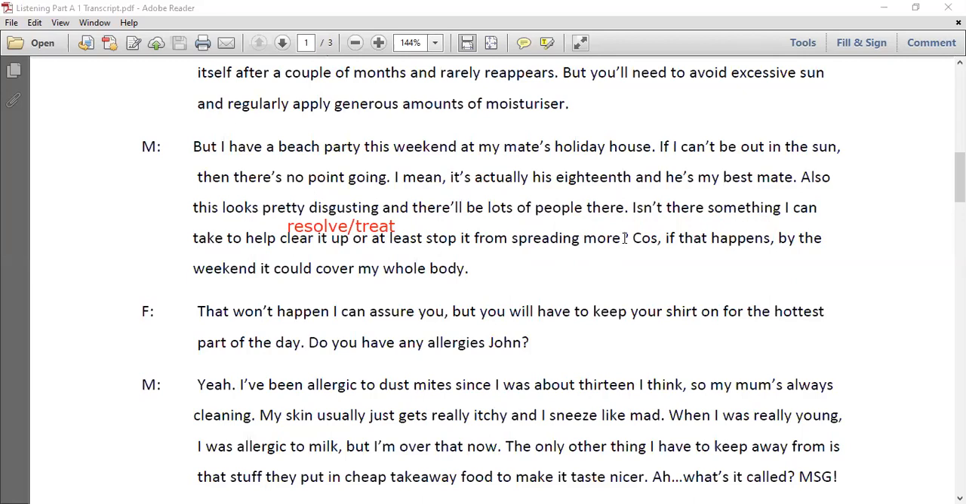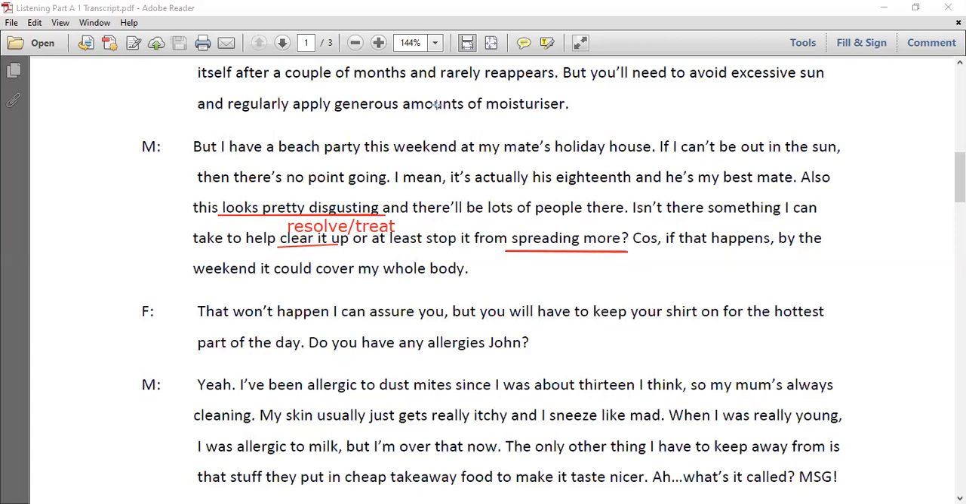So see, he did not use the word concerned about, or he did not use the word possibility of. So this was a very tricky answer to pick up, because he was talking about his concerns. So one concern he explained was that there was this beach party, and then he also explained that it looks pretty disgusting. So second bullet point was appearance of the rash. And third concern is that he wanted a treatment so that it resolves, or at least stop it from spreading more. So possibility of rash spreading.